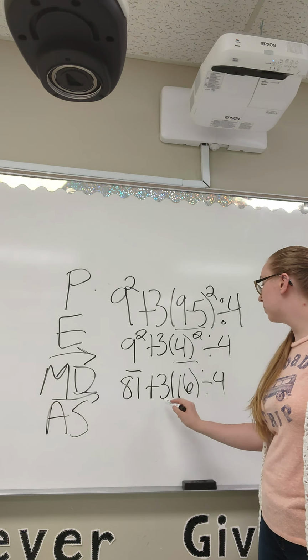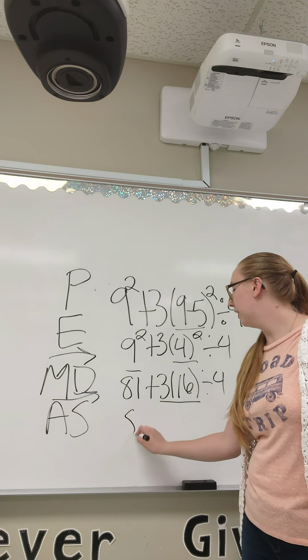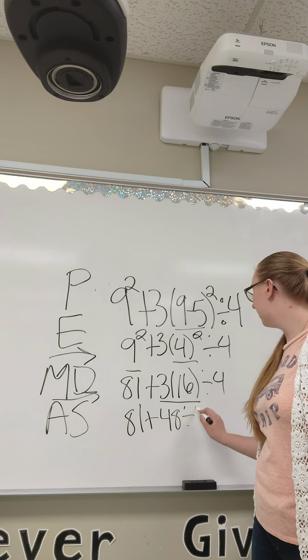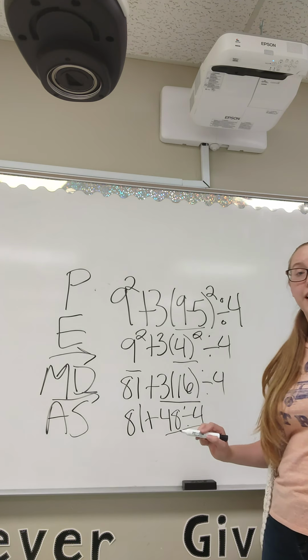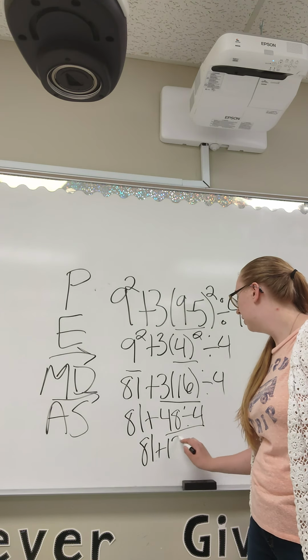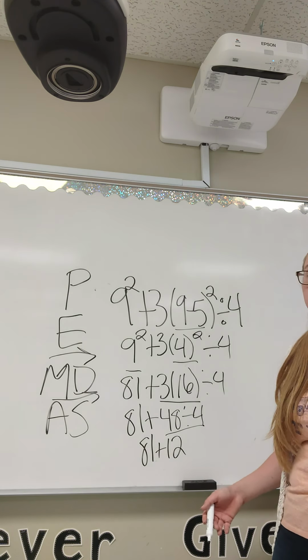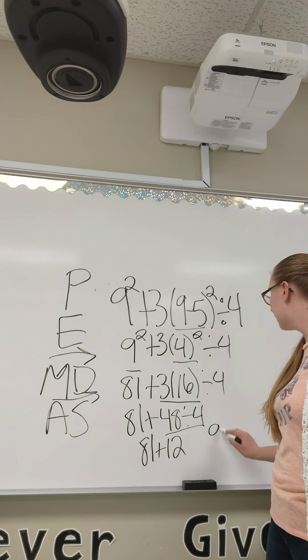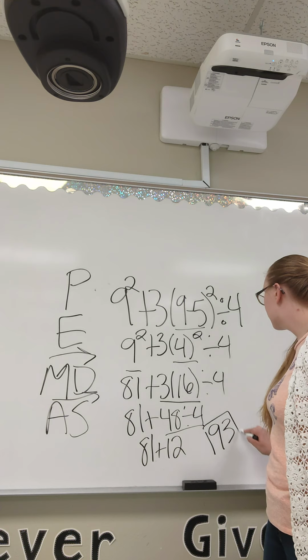Our first step is multiplication. So 81 plus 48 divided by 4, and then our next step is 48 divided by 4, which is 12. And lastly, we have addition and subtraction. We only have addition, so that would mean 81 plus 12 is 93, which is our answer.